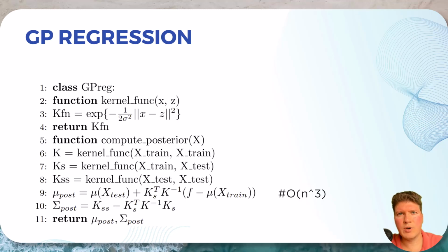Let's take a look at the pseudocode for Gaussian process regression. We define a radial basis kernel function and then we compute the posterior based on the expression we obtained on the previous slide. Note, due to the matrix inverse, the computational complexity is order n cubed.